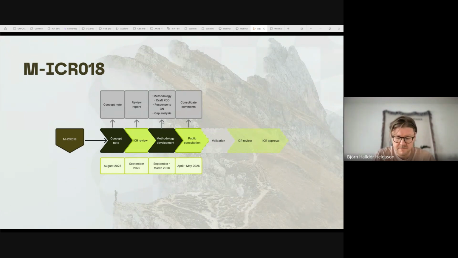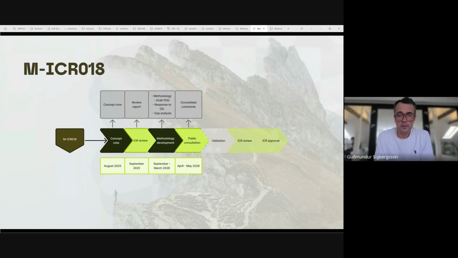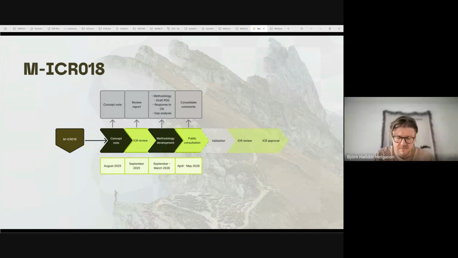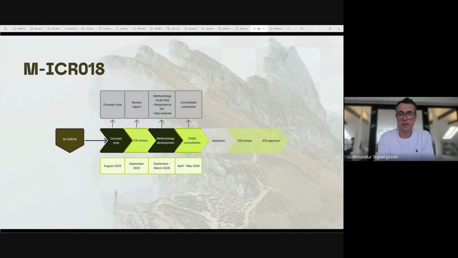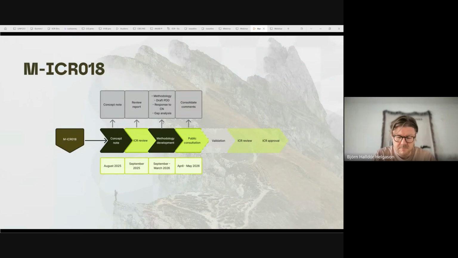Between the submission of the concept note, we did minor changes to the program. So we encouraged the developer to do a gap analysis of the update. Now we are in the public consultation for the methodology, which started in early April and finalizes on the 2nd of May. Following the consultation, we will consolidate the comments and deliver them to the developer.